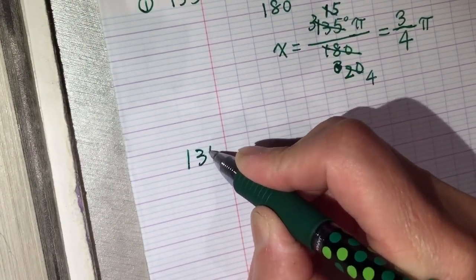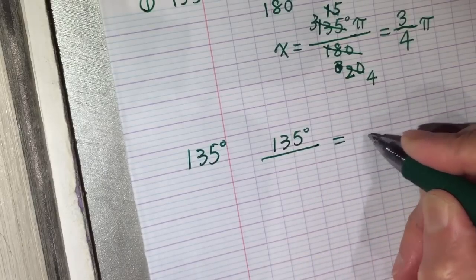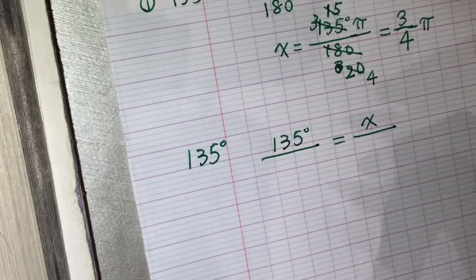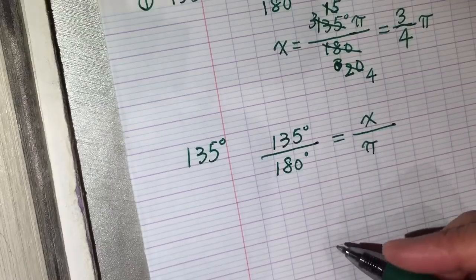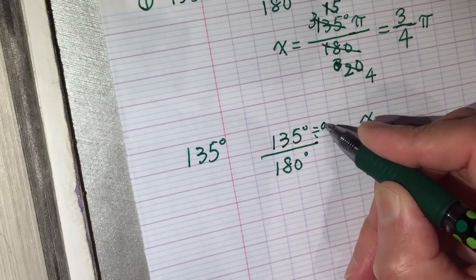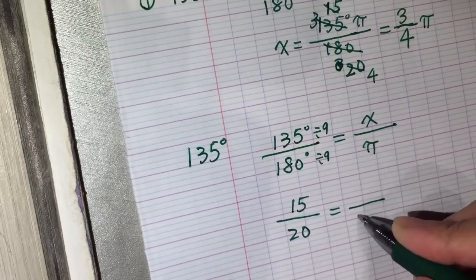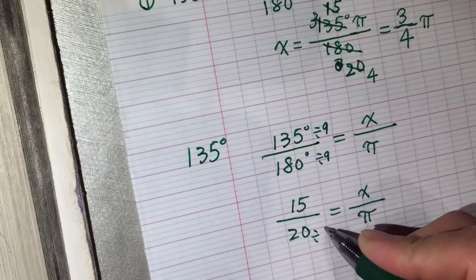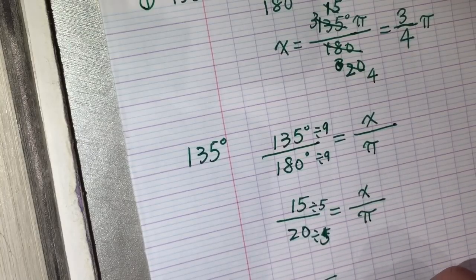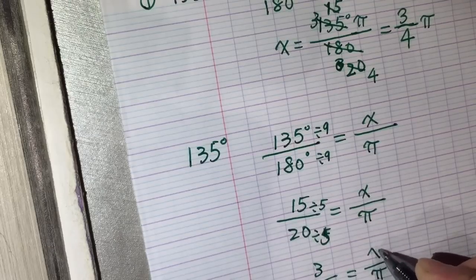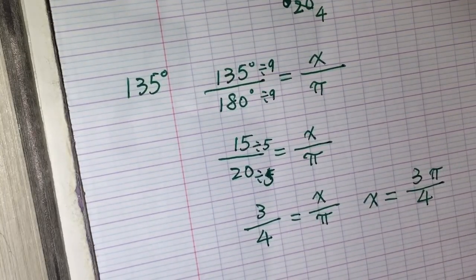So 135 degrees. Before you know how to do it, 135 degrees is how many in radian, because 180 degrees is 1 pi, right? So 180 and 135 both divided by 9, so 20 and 15, equal pi over x, and divided by 5, so 4 over 3 equal pi over x, x equal 4/3 pi.